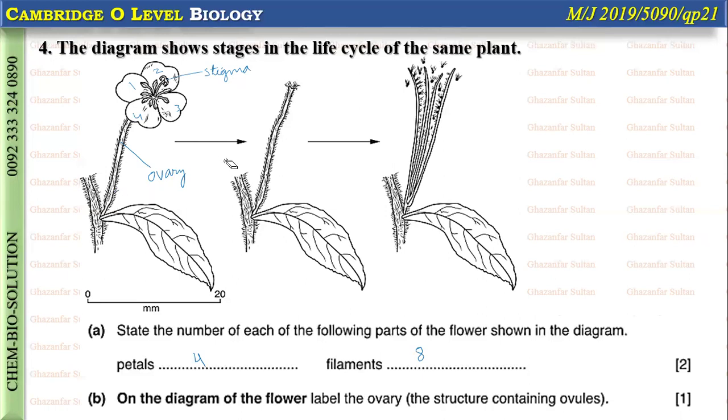And in this stage, you can see that after splitting, it liberates number of seeds. So seeds are being dispersed. So anyway, ovary is this part.